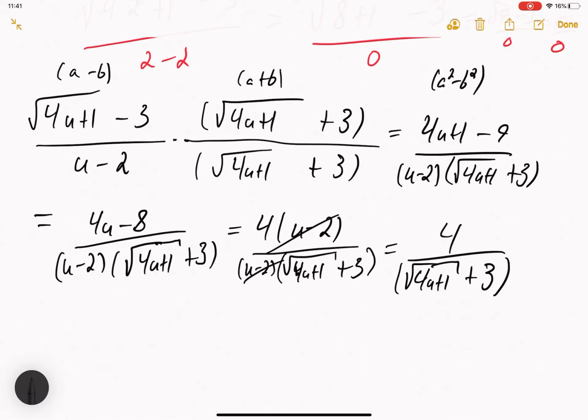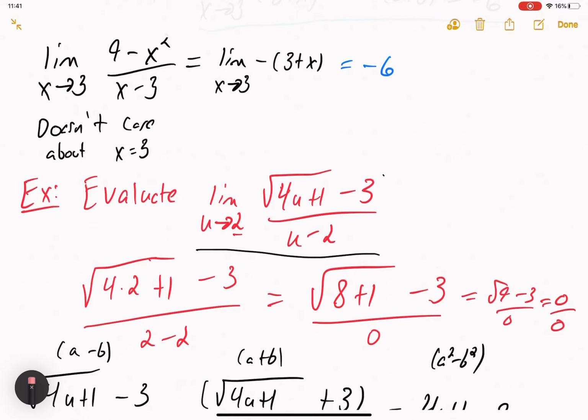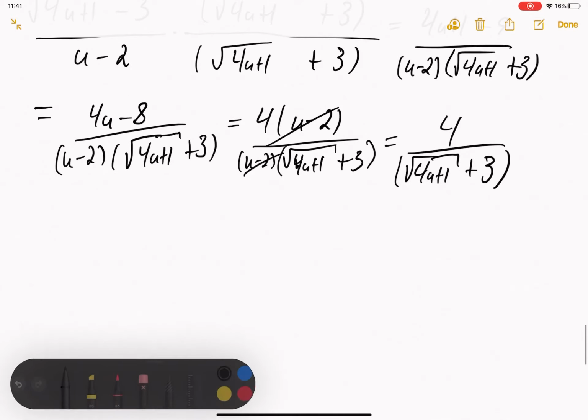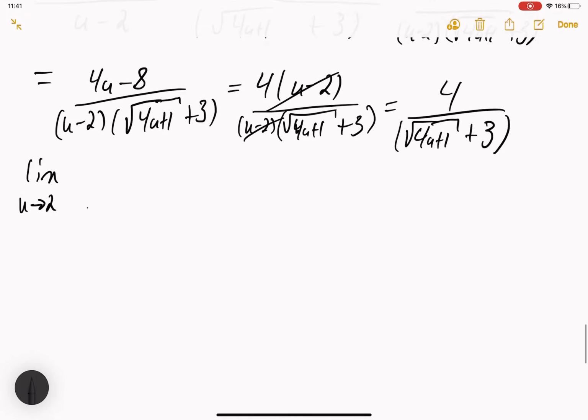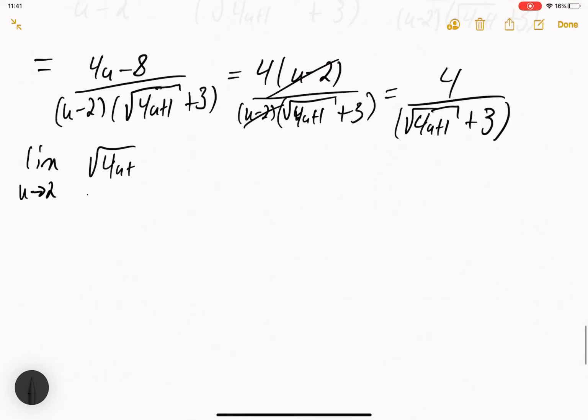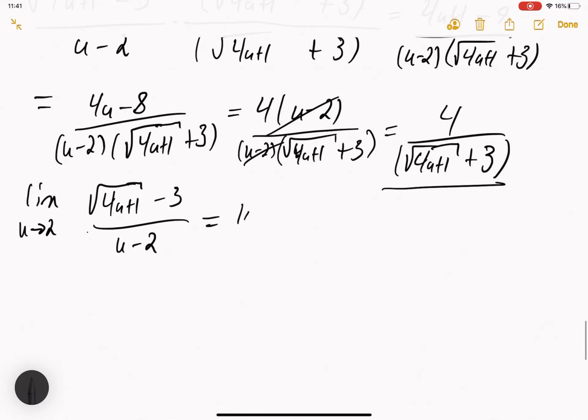And now what we can do is appeal to the direct substitution property of just plugging in 2. So again, the original thing we were doing was finding this limit. And what we have now is the limit as u goes to 2 of the square root of 4u plus 1 minus 3 over u minus 2. And again, we did all the algebra to show that it's equal to the limit as u goes to 2 of 4 divided by the square root of 4u plus 1 plus 3.